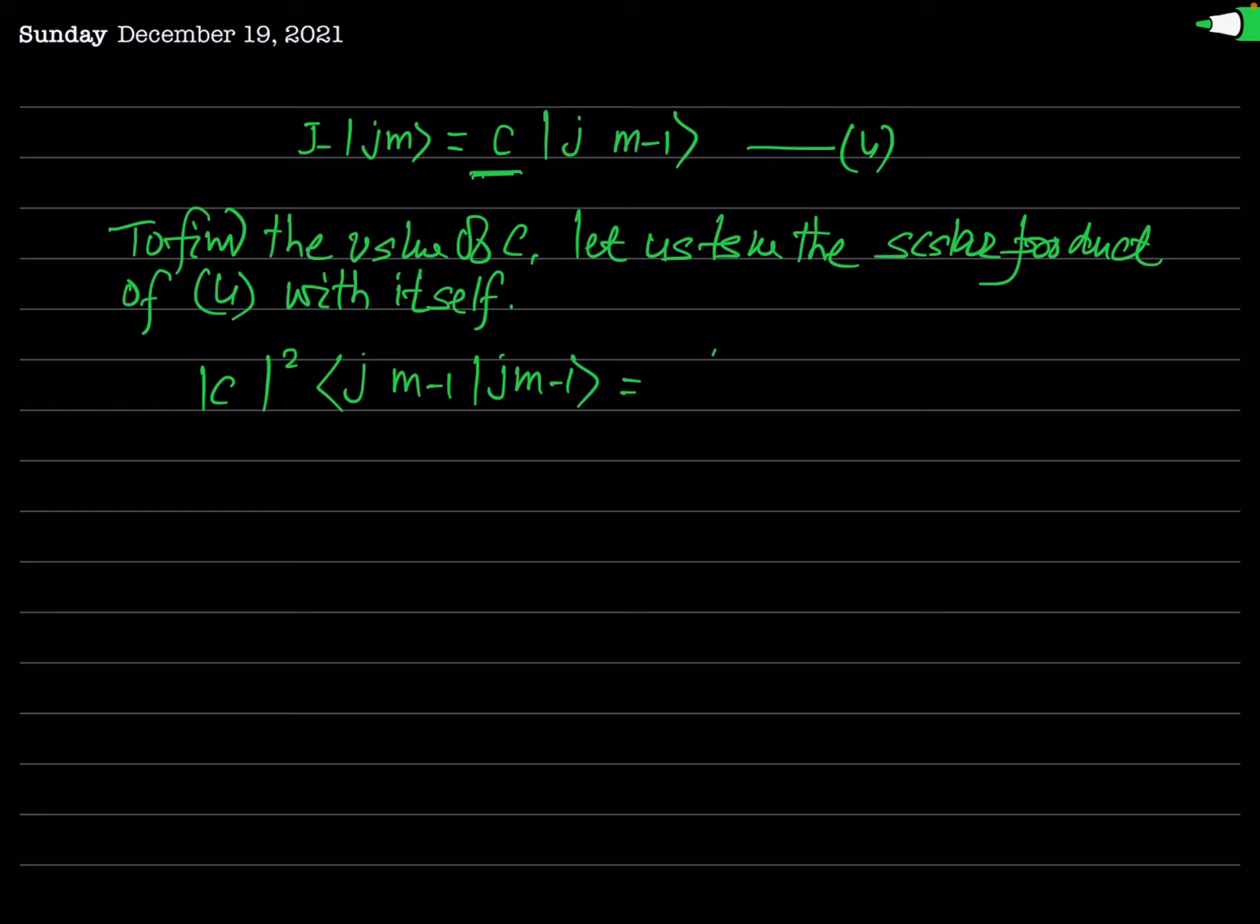And this will be equal to a scalar product of j minus ket jm with j minus ket jm.